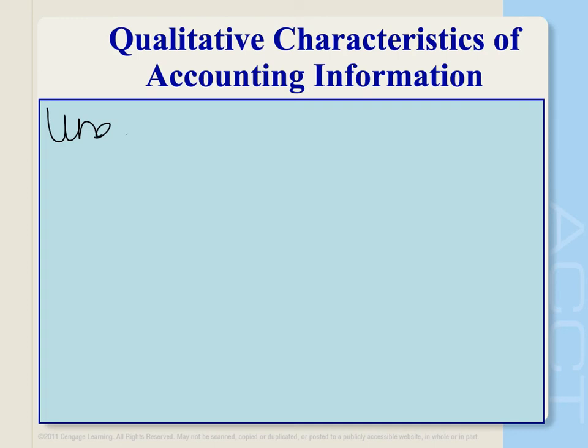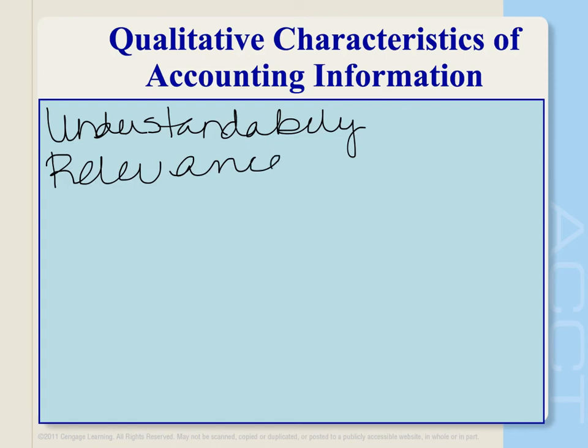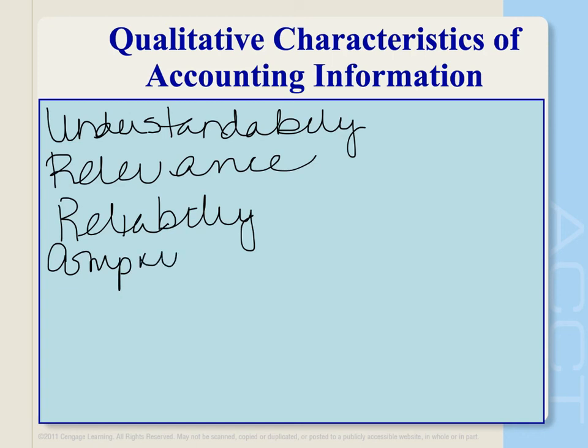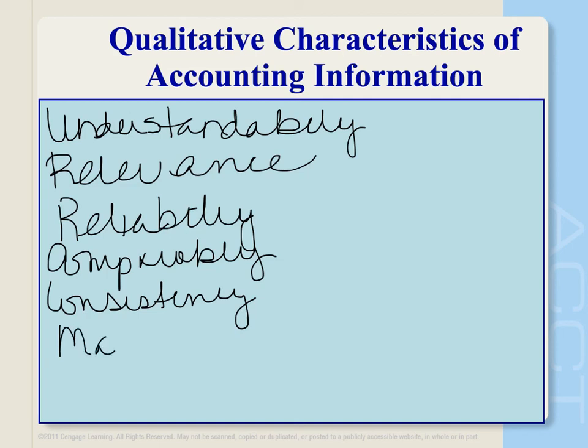So we have understandability. You've got to be kind of versed to be able to read financial statements. You have relevance. You don't have to have them in this order either. You have reliability. You have comparability. You have consistency. You have materiality. And last but not least, conservatism.